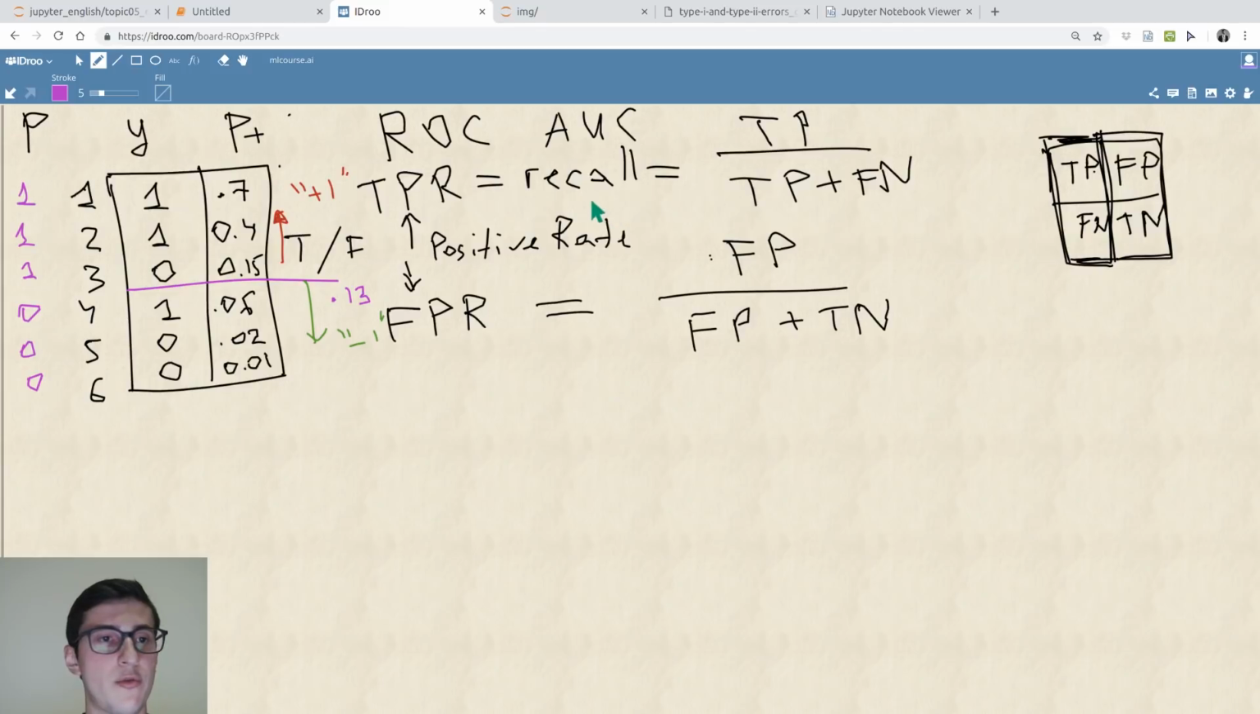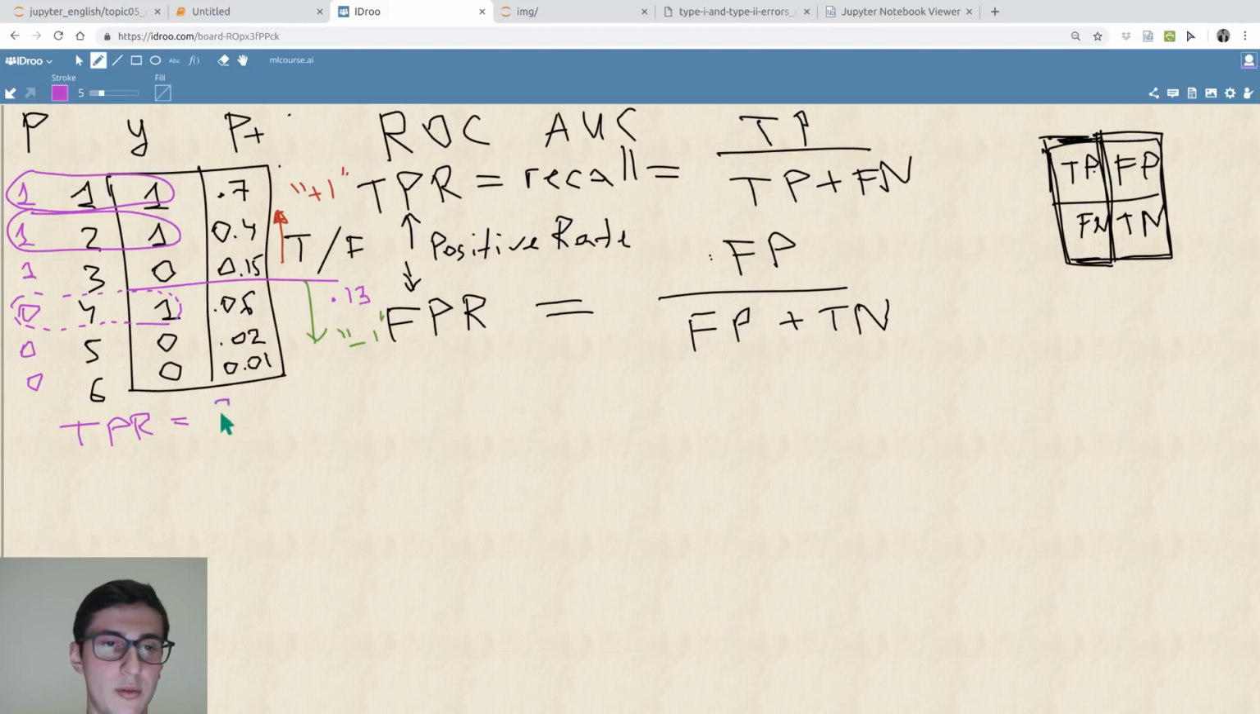Okay, and so recall, true positive rate is going to be the proportion of all actually positive instances found by our model. So with this prediction, we correctly identify these two guys, but we fail to identify this one. So this is a positive object, but we missed it. And so in this case, true positive rate is going to be 2/3.